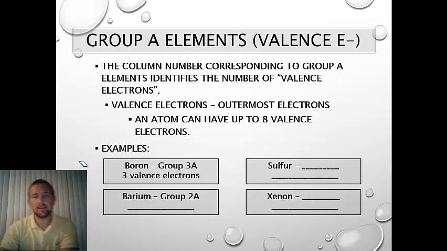Sulfur and xenon, you should locate on your periodic table, figure out which group number it's in. Its group number corresponds with the number of valence electrons it contains.